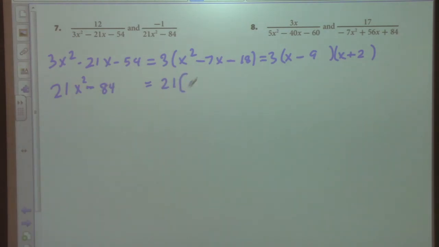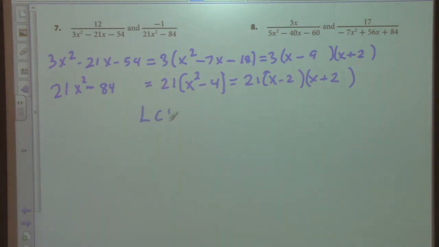What's that going to be? X squared minus 4. And what's going to be our final factoring on this thing here? 21 times x minus 2, x plus 2. Okay, good. So now we can determine our LCD here.